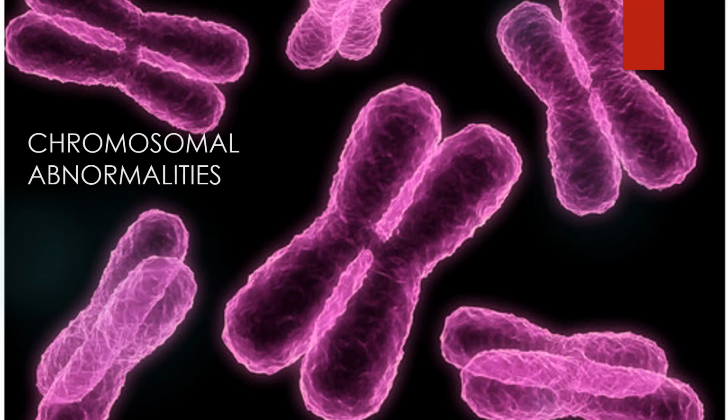Hello students, today we are going to learn Principles of Inheritance and Variation Part 7. In this part, we are going to learn in detail about chromosomal abnormalities.